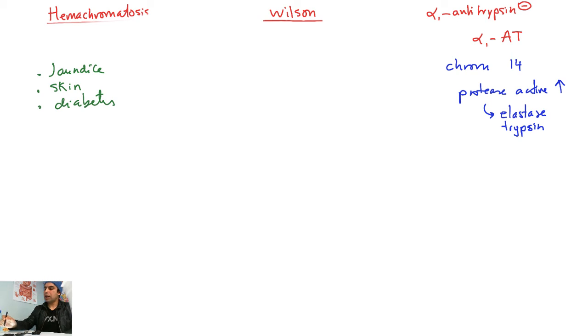Now, Wilson's disease is overload of copper. You cannot use copper. So you can absorb it, you can store it, but you cannot use it. As a result, you keep storing, but you cannot use the stores.